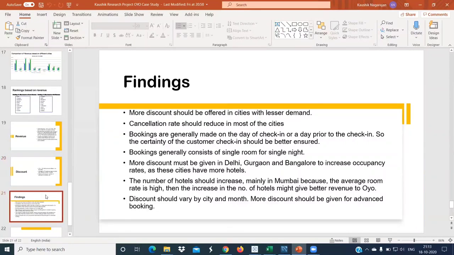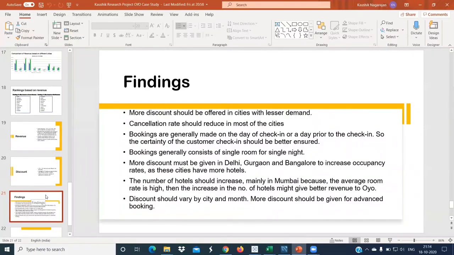Here are the findings of the case study. More discount should be offered in cities with lesser demand. Cancellation rate should reduce in most of the cities, as it was observed that the cancellation rate is more than 25% in most of the cities. Bookings are generally made on the day of check-in or a day prior to check-in. So the certainty of the customer should be better ensured.